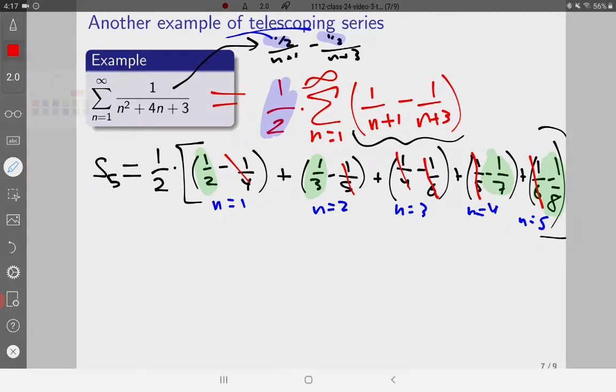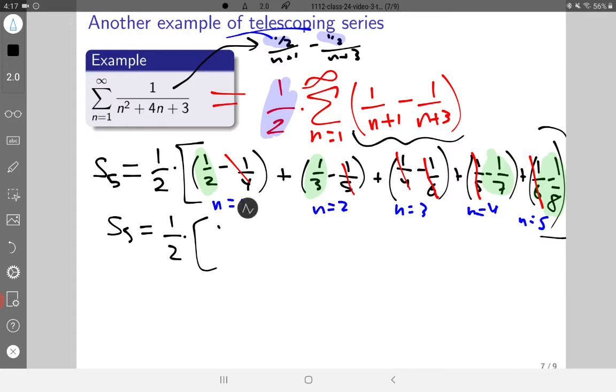So another way to simplify all this stuff is to say S5 is, all right, there's that big 1/2 out in front of everything. And I have the 1/2 and 1/3 added together. And then I have a minus 1/7 and a minus 1/8.